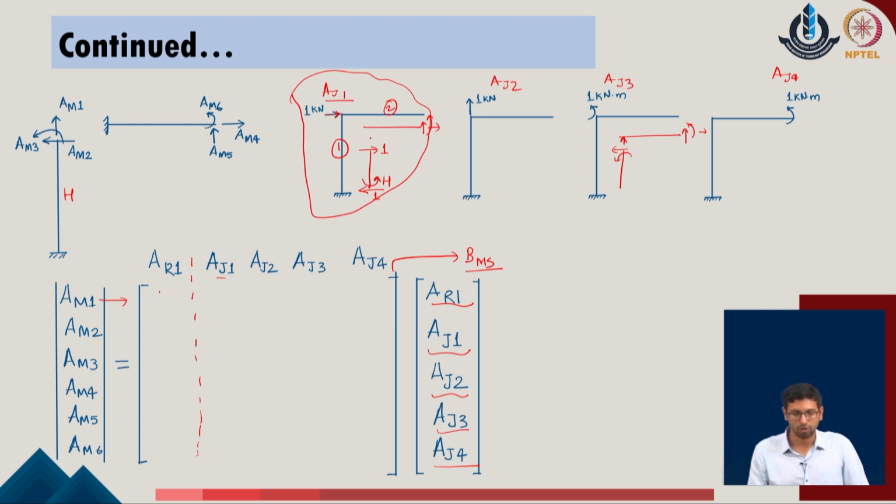So, at the position of the loads which are in the direction of AM1 to AM6, I calculate the values of the individual components. AM1 is 0, AM2 is -1, AM3 is 0, and AM4, AM5 and AM6 are all 0 corresponding to the AJ1 system.